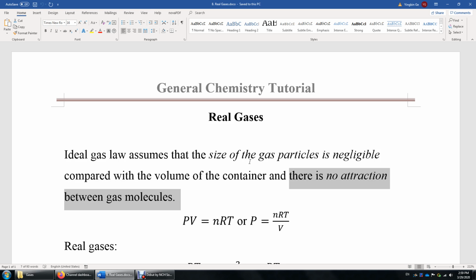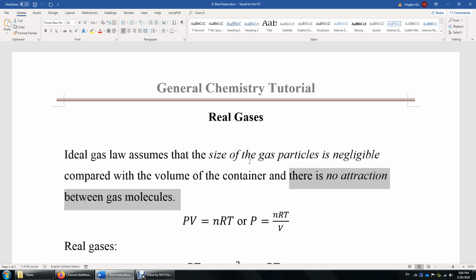The volume of the container of 1 mole of water vapor, however, is 25 liters. 25 liters is roughly 1,000 times 20 milliliters. And therefore, we say the size of the gas particles is negligible compared with the volume of the gas container.